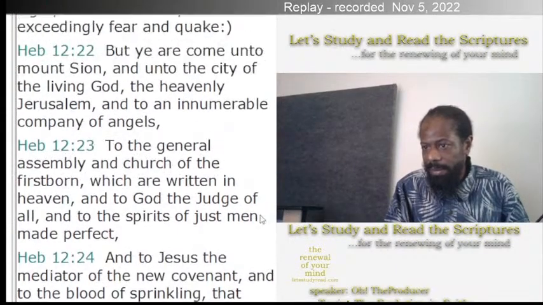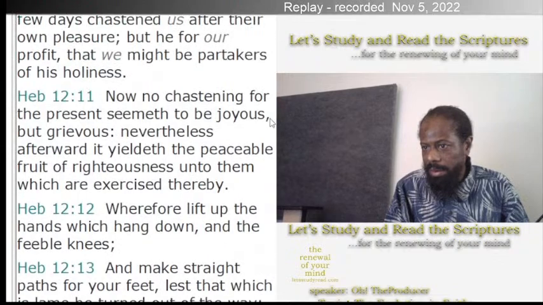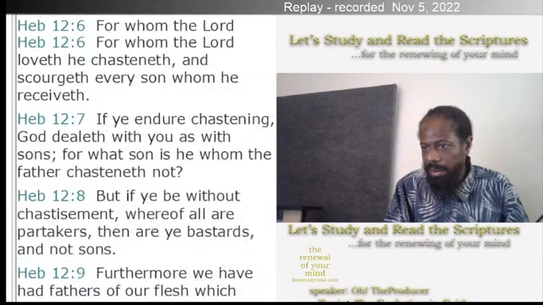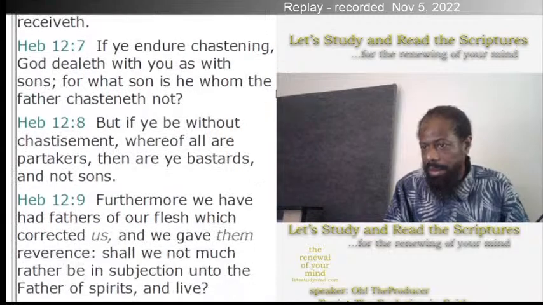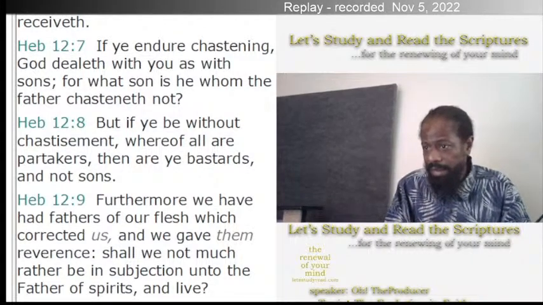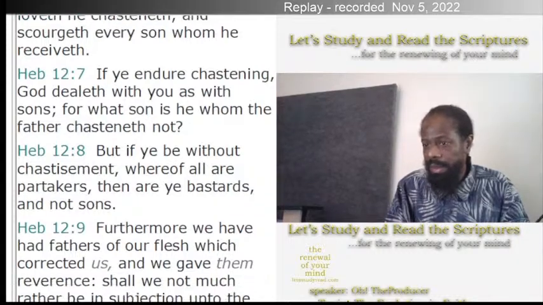But let me read this right quick. Okay, here we go. Hebrews 12:8. It says, "But if ye," no, let's go to 12:7. "If ye endure chastening, God dealeth with you as sons. For what son is he whom the Father chasteneth not? But if ye be without chastisement, whereof all are partakers, then are ye bastards, and not sons."